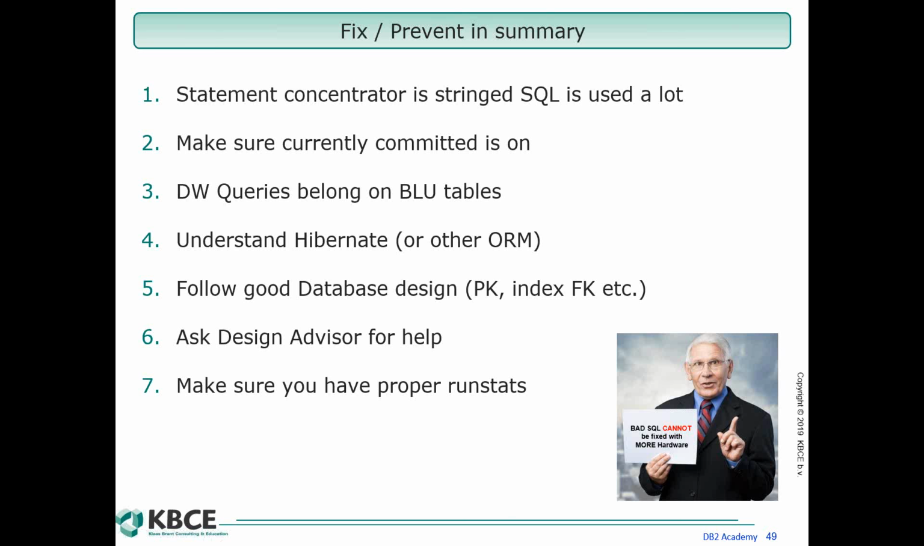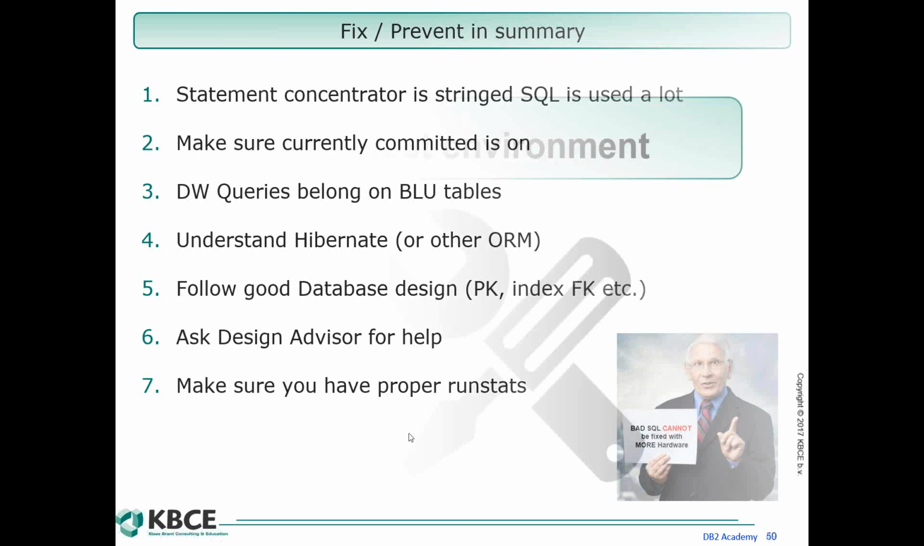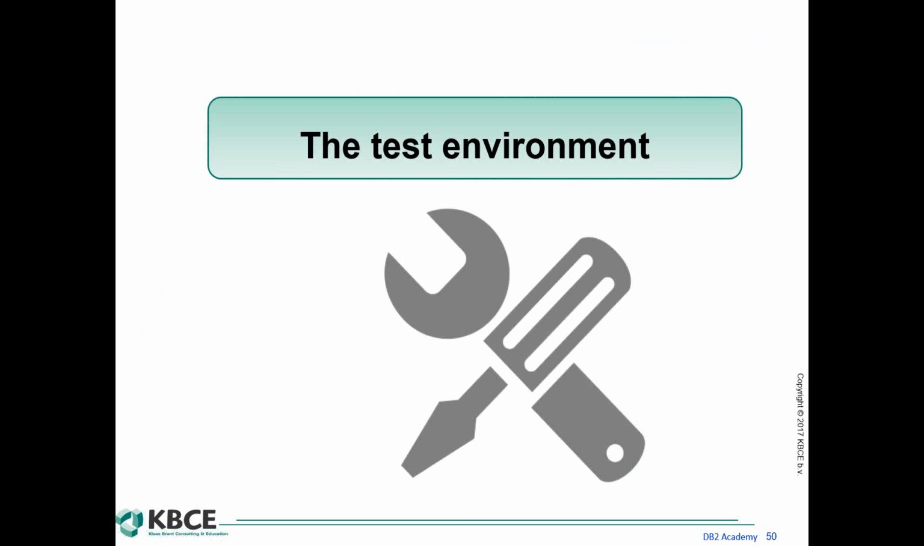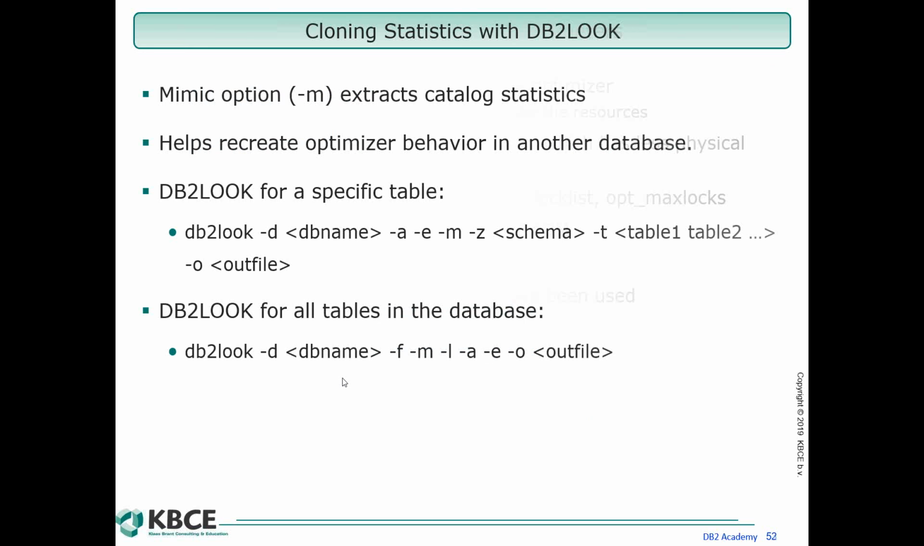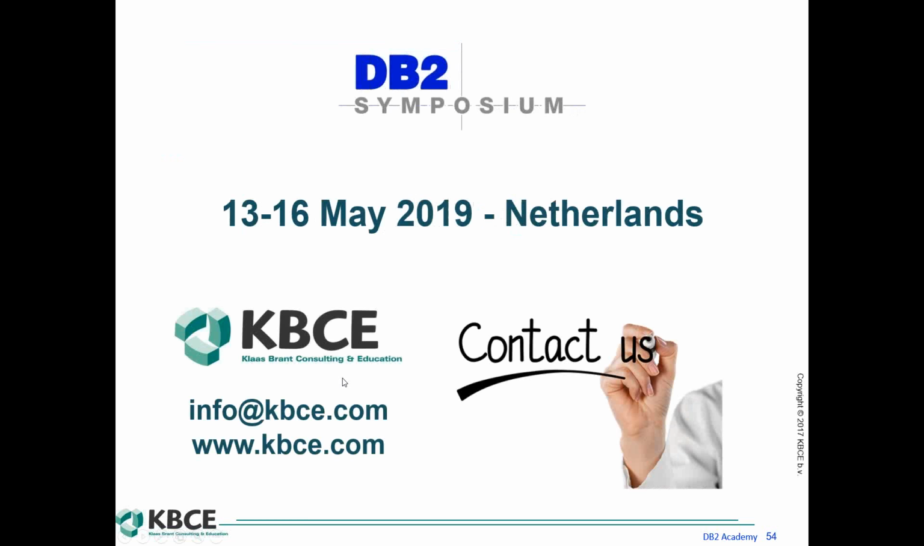The last few slides, which is taking too long for now, but you can see them in the handout, is how to create a test environment. It just tells you about Db2look, what you can do with Db2look, not only to extract the DDL, but also the statistics and so on and so on. So you can really mimic an environment, because it is very important that your test environment actually looks like your production. So that's it for today.